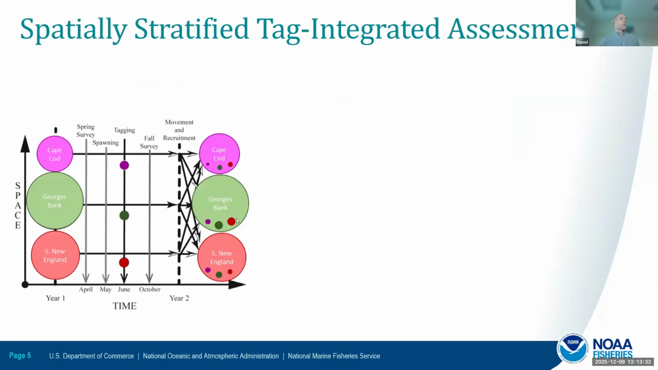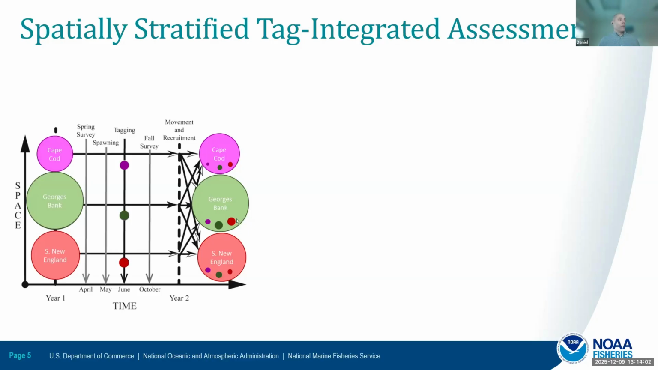So, really briefly, what is a tag integrated model? Basically, if you have a spatially stratified model like Matt was talking about, you're modeling multiple independent, or semi-independent, units. In this case, we have three populations. This is for yellowtail flounder for my dissertation. But the tag integrated part is that at some point during the time period, you're going to have a tag release event, so you mark individuals wherever they are at that time.